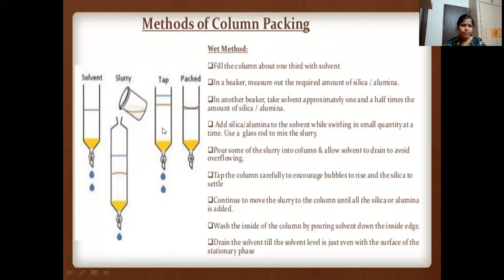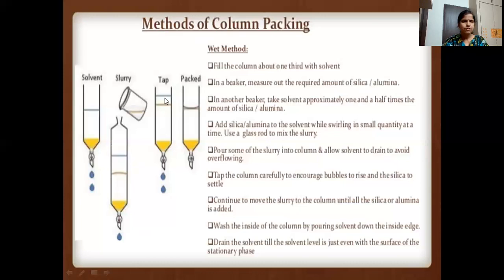Now we have to tap in between. Because we have added the solvent also, sometimes the slurry may not go and settle at the bottom. So for that you need to tap the column so that after some time you can see that the slurry will get settled at the bottom. You can see this is the level of the slurry which has settled, and on the top again you can see the solvent layer.